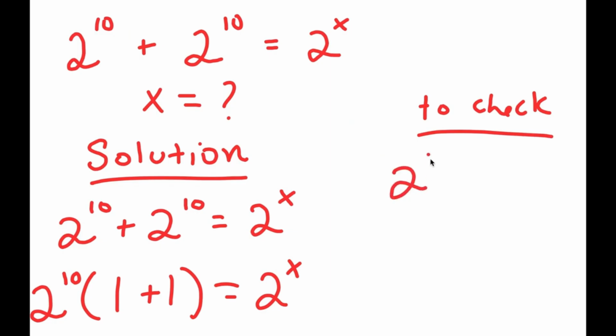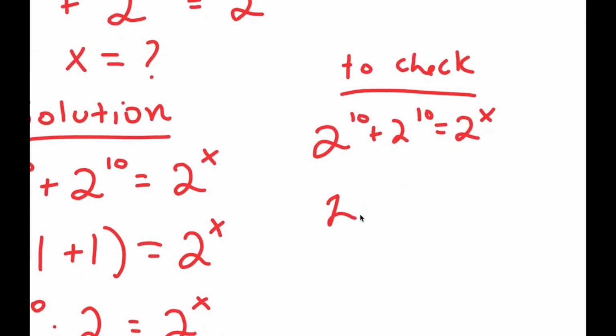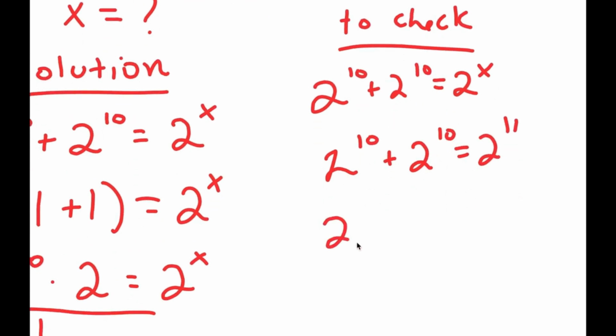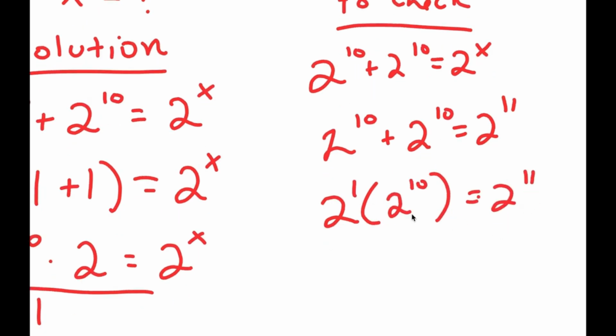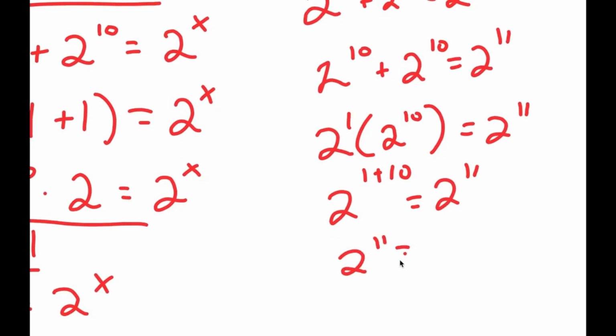So our equation was 2^10 + 2^10 = 2^x. We got x = 11, so I get 2^10 + 2^10 = 2^11. 2^10 + 2^10 is the same thing as 2 times 2^10. And 2^1 times 2^10 is the same thing as 2^(1+10), which is equal to 2^11.